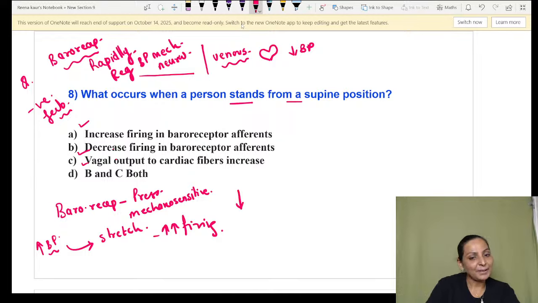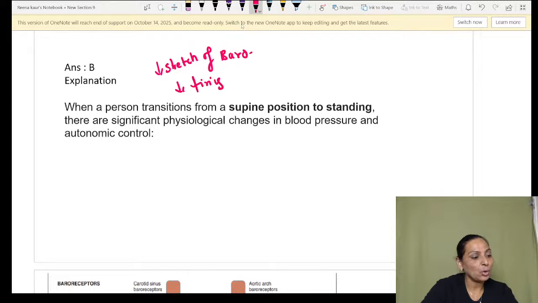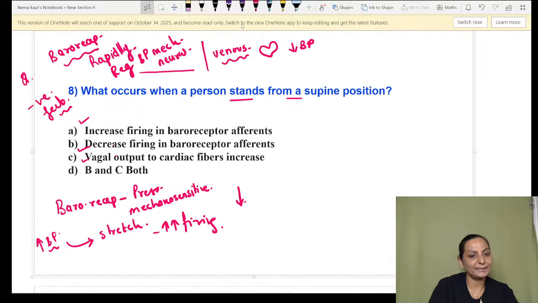But when blood pressure decreases, what will happen? The fall in the blood pressure is going to result in a decrease in the stretching of baroreceptors, or a decrease in the firing of the baroreceptors. Therefore, the correct answer is B, that is a decrease in the firing of the baroreceptors. So don't confuse this, and don't always have the notion in your mind that the baroreceptors keep on increasing their rate of discharge. It is not like that.